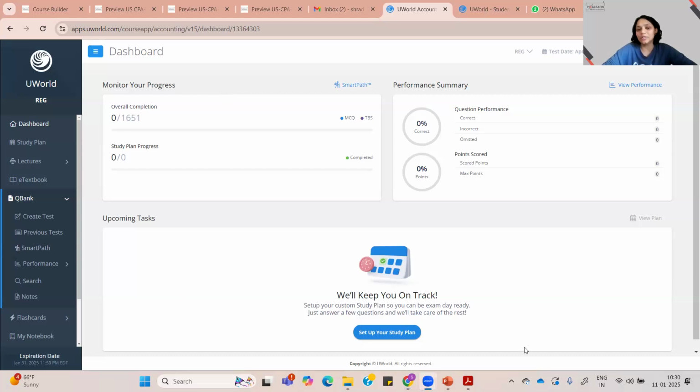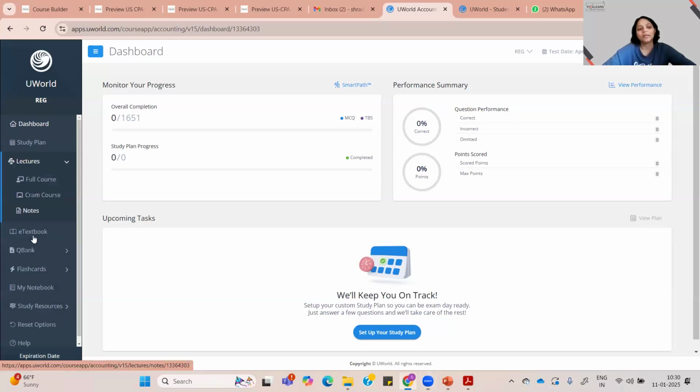So the UWorld interface is pretty simple. All you need to do is get to the self-study mode. And if you want to create your own test, you can create. Otherwise, for every topic, these are the National Instructors Lectures. This is the e-textbook if you want to refer. But if you want to refer to the e-textbook, please do it after you've sat for the MCQs.